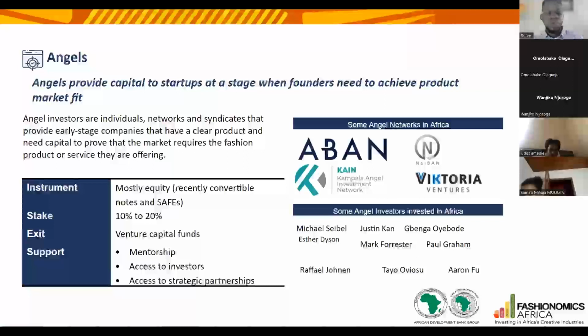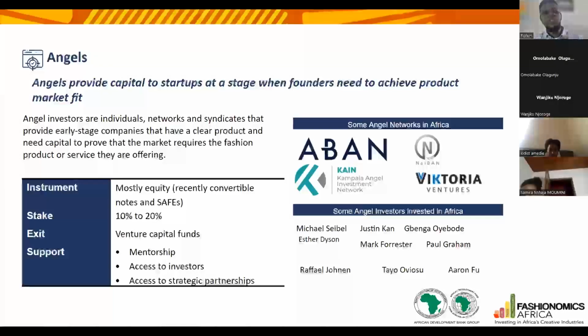Now, what angel investors do is that they act as mentors, right? Because they've been there before you. They understand where you are as an entrepreneur or as an operator. And they also have networks. So networks of investors, networks of strategic partners, whether it's a fashion brand, a retail chain, or a supplier of certain material. So they typically would have resources that they will help you out with.